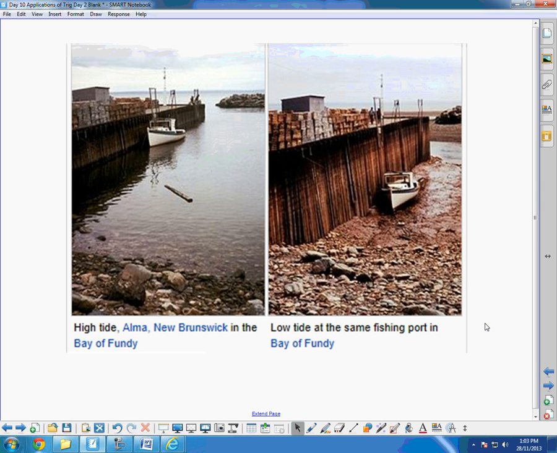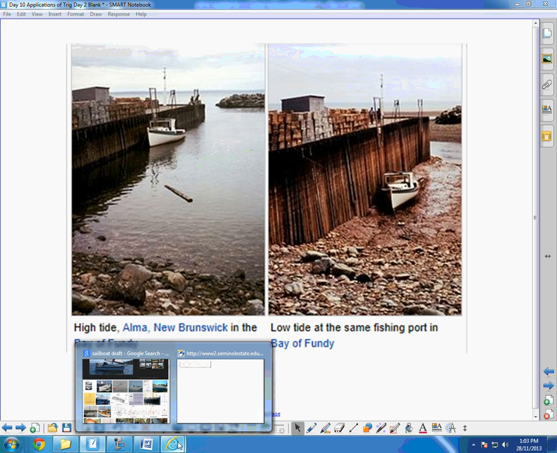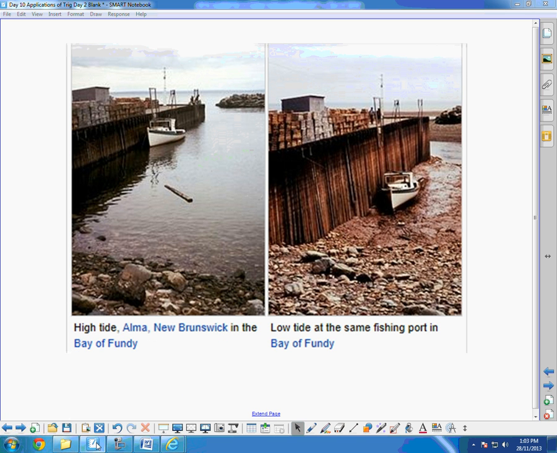And this is not a picture taken over 2 or 3 days or something. This happens within hours. High tide and low tide during the same day. It's quite remarkable. There's lots of pictures on the internet if you wanted to find out more information about that.